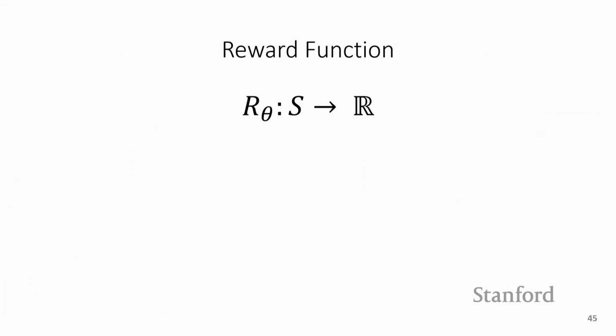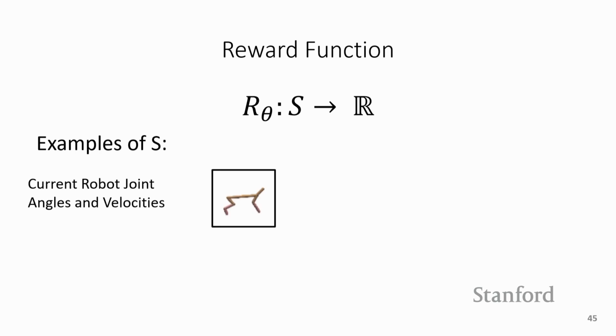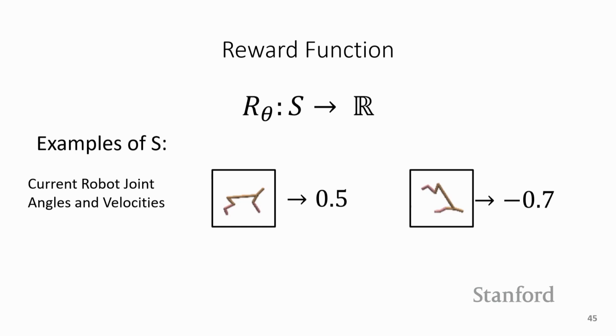What does it actually mean to learn a reward function? This is a function that maps from states S into the real-valued numbers. And it's typically parameterized by some model represented by theta. It could be a linear model or a deep neural network model. Some examples of states could be robot joint angles and velocities. In this case, maybe we'd want to map something like this state to a positive reward, and something that is face planting to a negative reward.